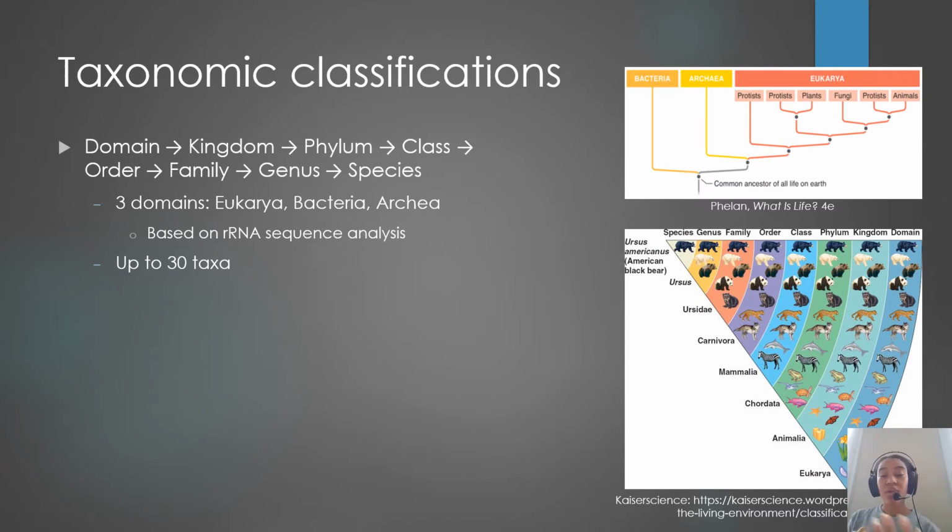So the 3 domains of life are eukarya, bacteria, and archaea. And all life fits within one of these 3 categories. Back in Carolus Linnaeus's time, he didn't have access to RNA sequencing, which is how we came up with these 3 distinct domains. So his classification didn't have domain. This is something that's been added since due to our RNA sequence analysis.